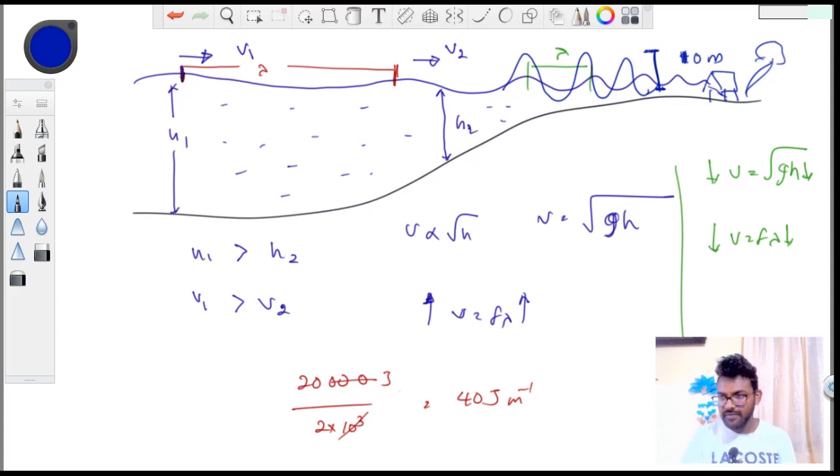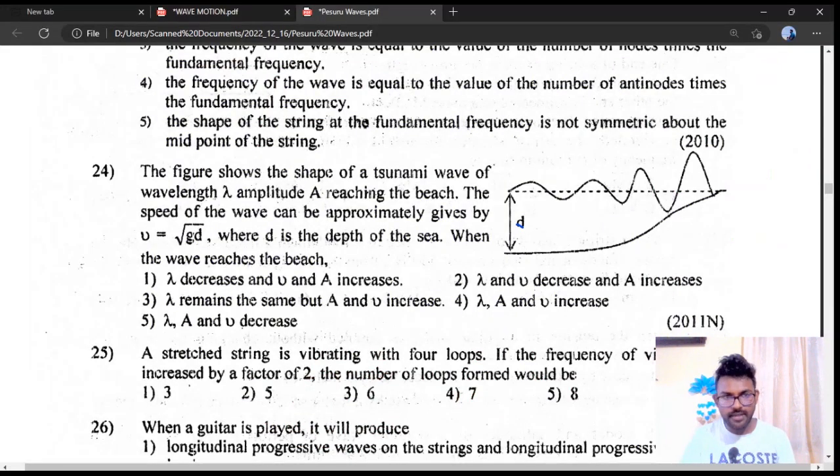So here I gave you a certain description to answer this question. Now let's go through it. The figure shows the shape of a tsunami wave of wavelength lambda and amplitude a reaching the beach. The speed of the wave can be approximately given by this equation, where h is the depth of the sea. When the wave reaches the beach, what happens? Lambda should decrease, right? The wavelength is decreasing.